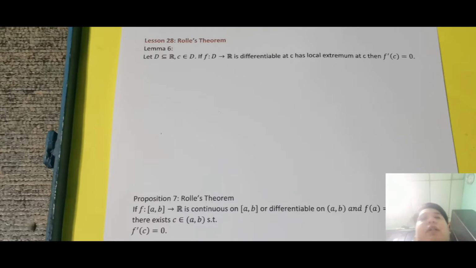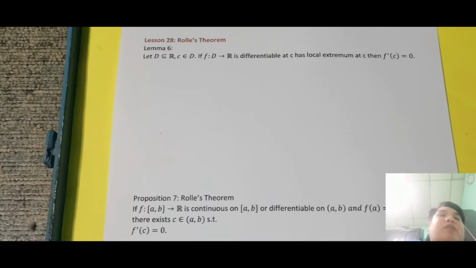So let D be a subset of real numbers, c an element of D. If f is a function mapping from D going to real numbers, differentiable at c, and has a local extremum at c, then f prime of c is equal to 0. So again, kung meron kang function tapos differentiable siya sa c, tapos meron siyang local extremum at c, then f prime of c is equal to 0.